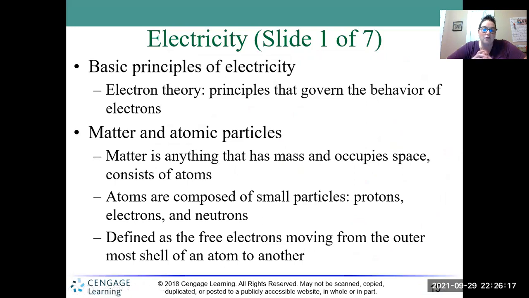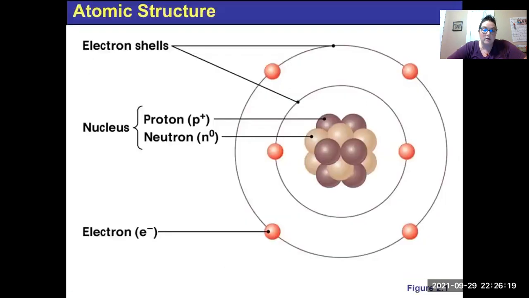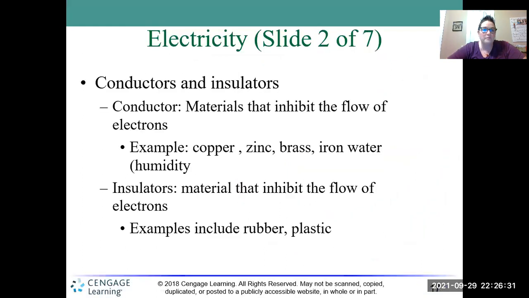And these free electrons moving around the nucleus is what attracts atoms to each other and allows that interaction to occur. And so electricity is a lot of that interaction. There are some things that we want to talk about because they're really important when we're looking at the surgical cases. So conductors and insulators.